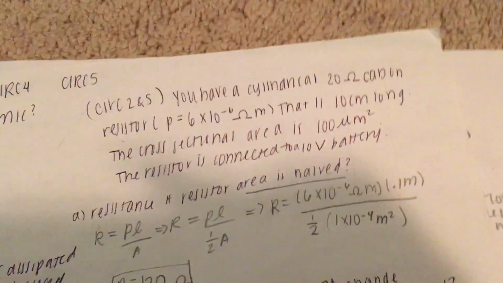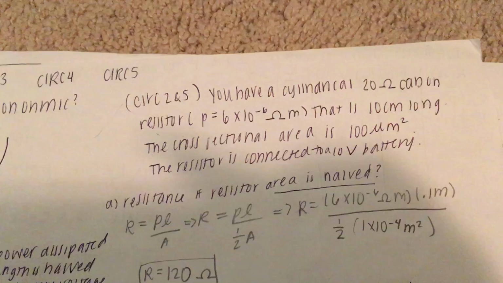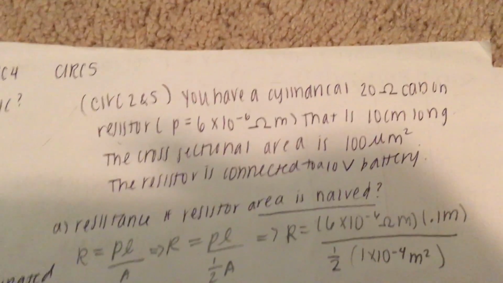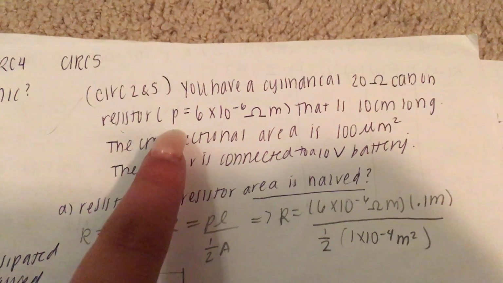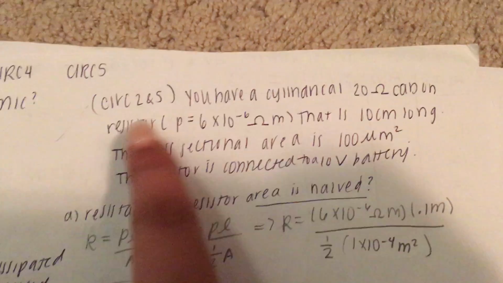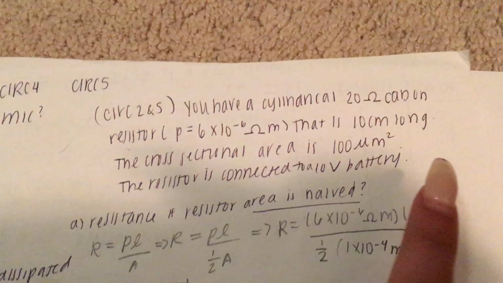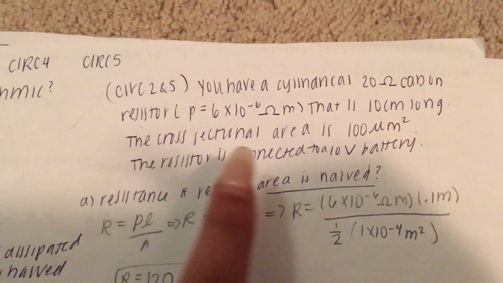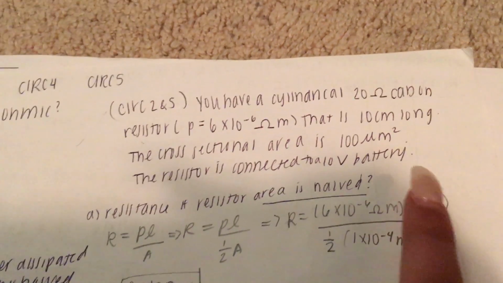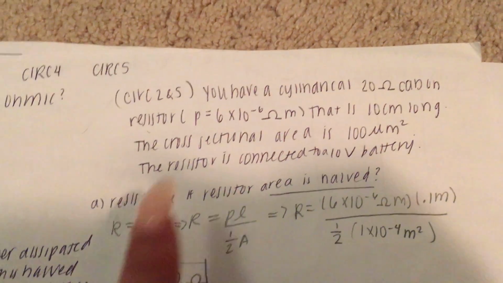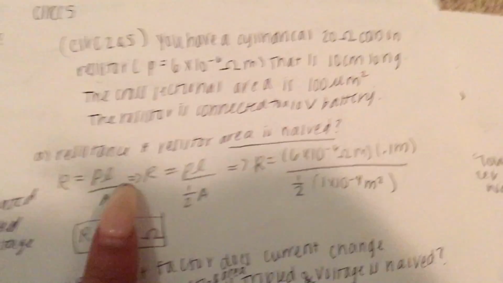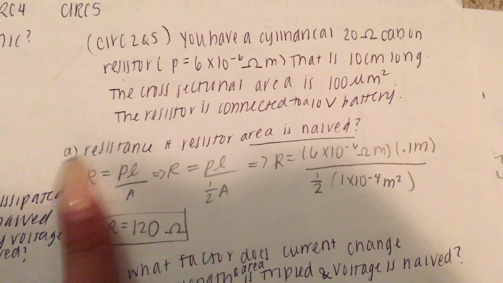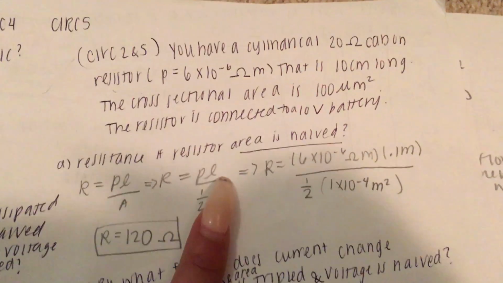My first question is, you have a cylindrical 20 ohm, that's supposed to say carbon, I just can't write, carbon resistor of rho is equal to, this is just some constant, that is 10 centimeters long, and the cross-sectional area is 100 micrometers squared. The resistor is connected to a 10-volt battery. So the first question asks, find the resistance if the resistor area is halved.